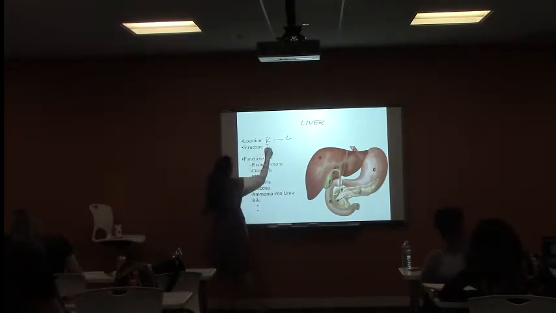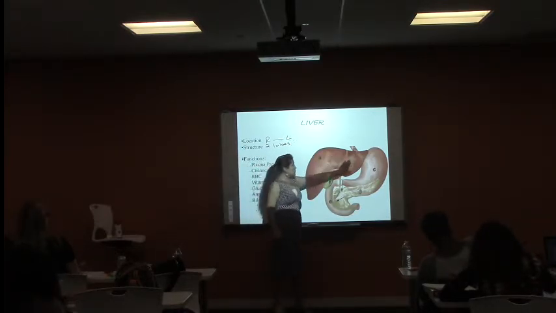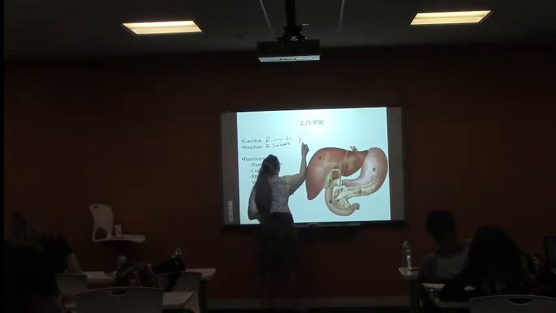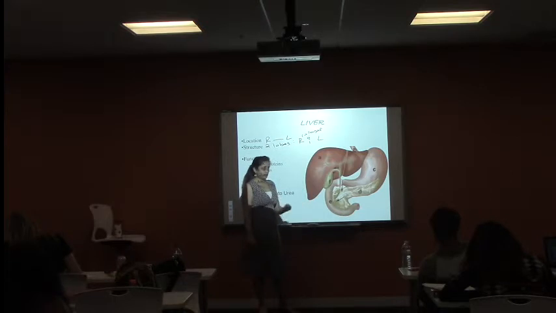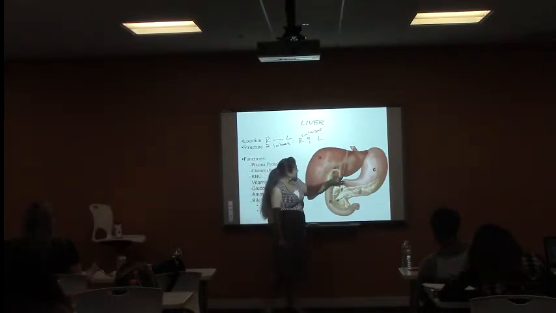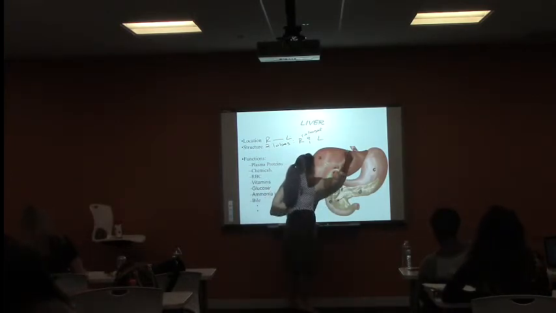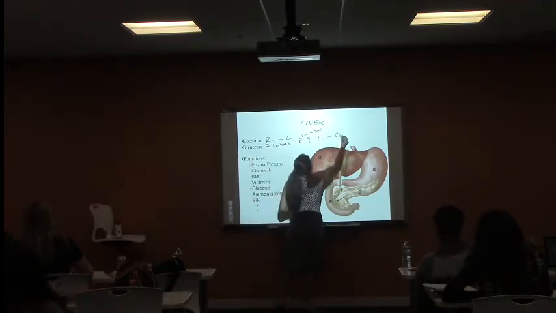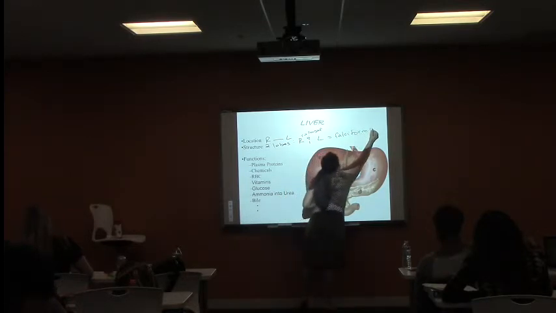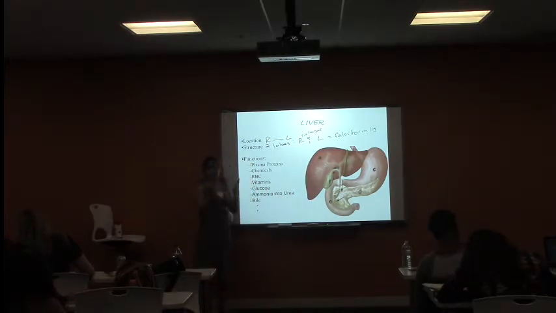Structure, it has two lobes. The right lobe is much larger compared to the left lobe. Right and left. The left lobe is much smaller. So this is the left lobe, this is the right lobe. There's this ligament right here. This ligament right here actually separates the two lobes, which is called the falciform ligament. The falciform ligament actually splits the liver into two lobes.